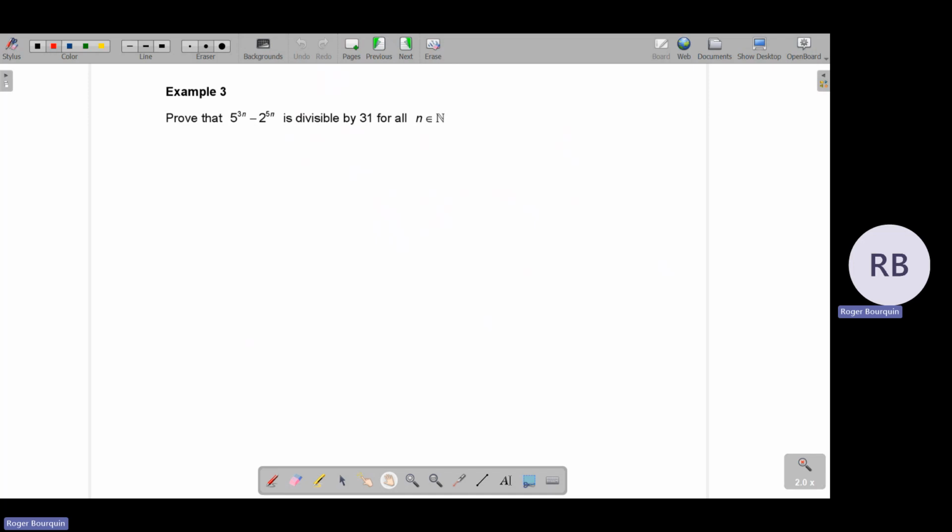Okay, so now we get into something a bit more complicated. Let's do one more, then we still have a break. Right, so the question says, prove that 5 to the 3n minus 2 to the 5n is divisible by 31 for all n an element of the natural numbers. Right, so your first step is what? To show that it's true for n equals 1.